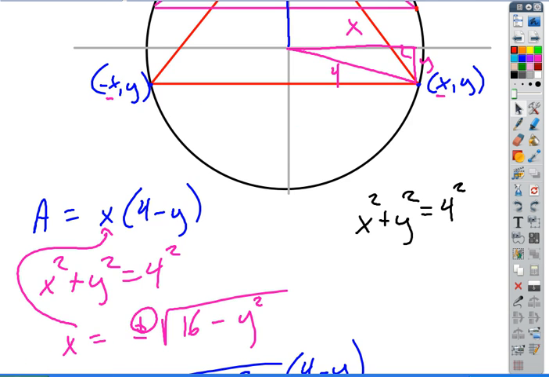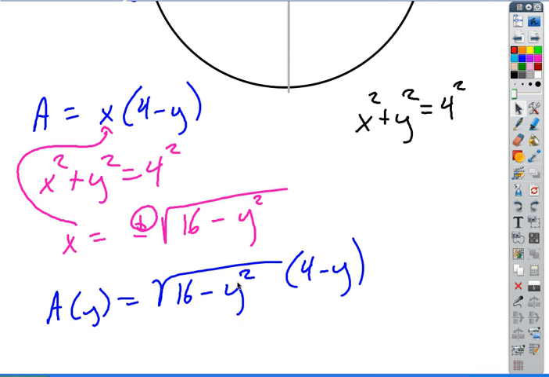We're able to plug in for x the square root of 16 minus y squared. And finally, after all that work, we get down to a point where we have the area, the primary function, trying to maximize area in terms of a single variable. And so now we can do some calculus.